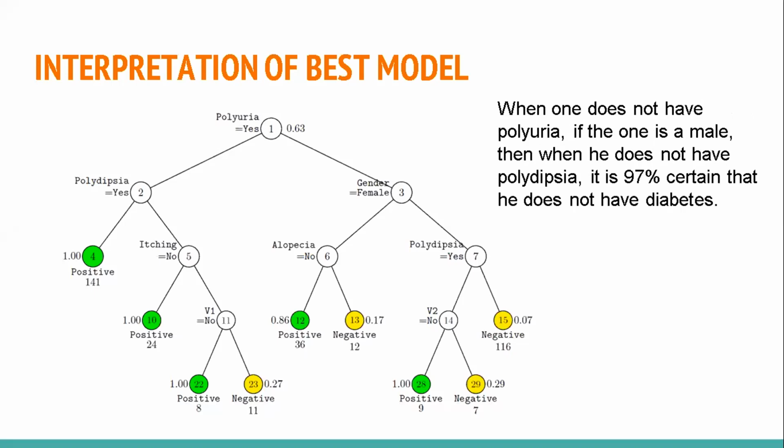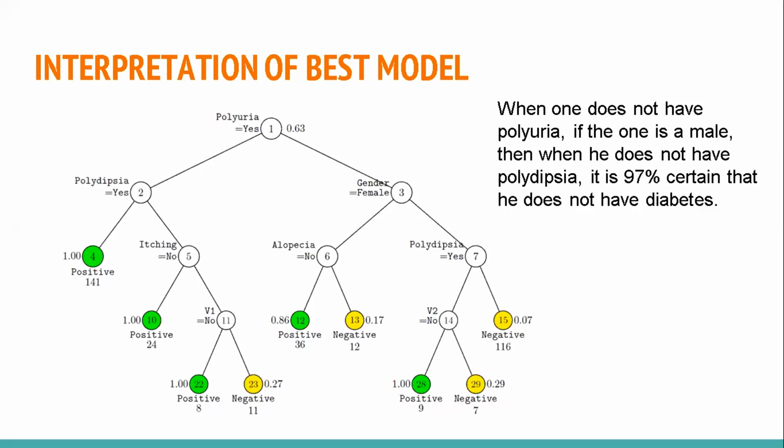And when one does not have polyuria, which is at the right side from node 1 to node 3, and continues from node 3 to node 7, which is gender is male. This implies that if one is a male and does not have polydipsia, which is the right hand side of node 7, it is 93% certain that he does not have diabetes. So this is our important finding from the decision tree.